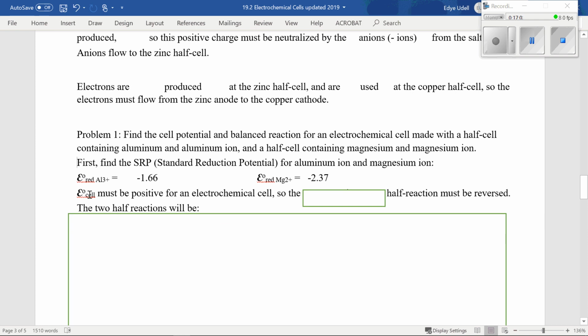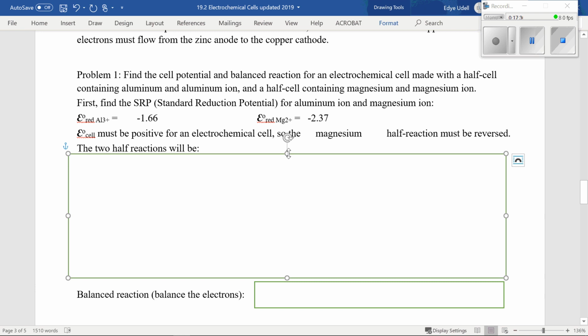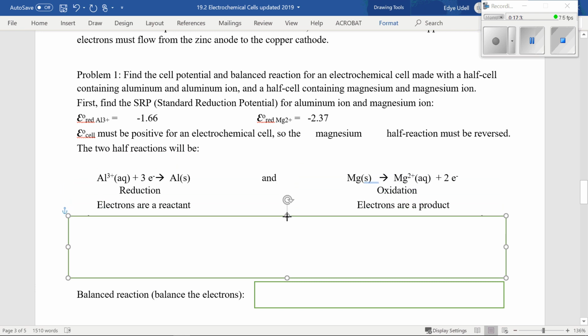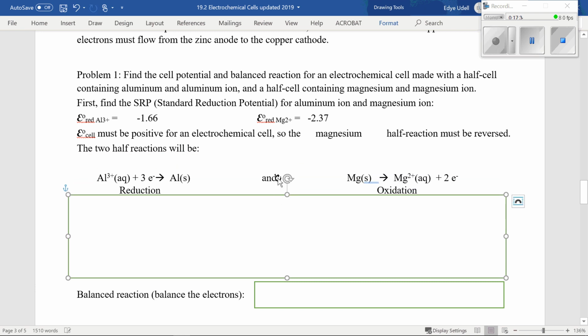So the overall cell potential, this means the cell potential where we add the oxidation and reduction half reactions together. We need a positive number. So which of these two numbers should I reverse so that when I add them, I get a positive number? Hopefully you recognize that when we reverse this number, change the sign and add it to the other number, we will get a positive E0. So we need to reverse the magnesium half cell.